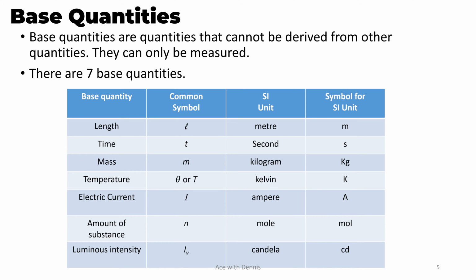Electric current, common symbol is I, SI unit ampere, and symbol for SI unit is A. Amount of substance, common symbol is n, SI unit mole, symbol for SI unit is mol. And luminous intensity, Iv, SI unit candela, symbol for SI unit is cd.